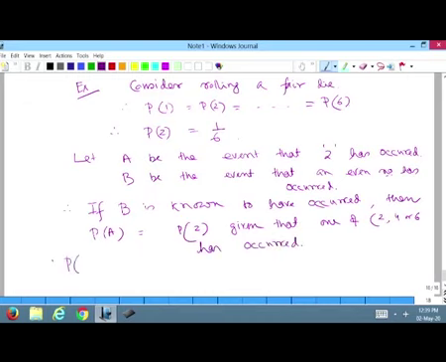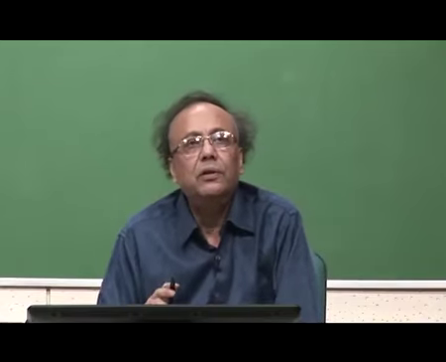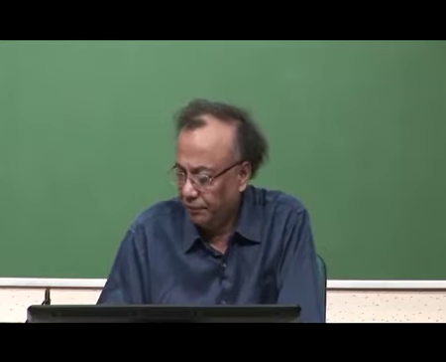Therefore, probability of 2 given that an even number has occurred is equal to 1 by 3, because it is one of these 3, each equally likely. Therefore, 1 by 3. This is different from what we had earlier without the knowledge that B has occurred. So, this is the very basic of conditional probability.